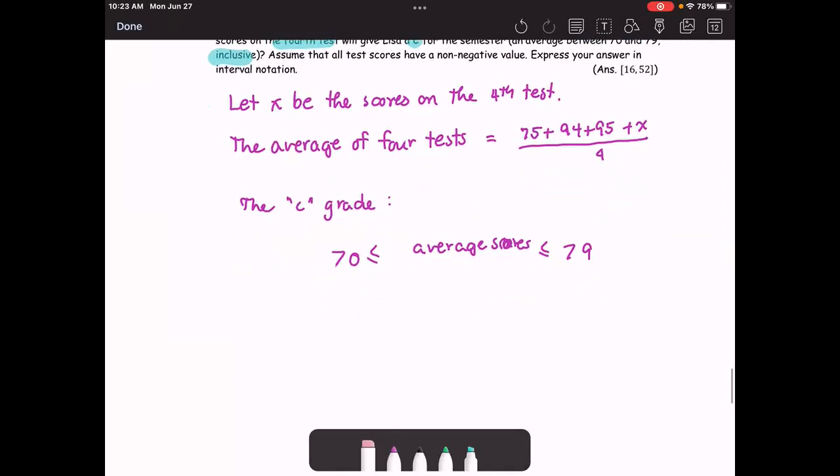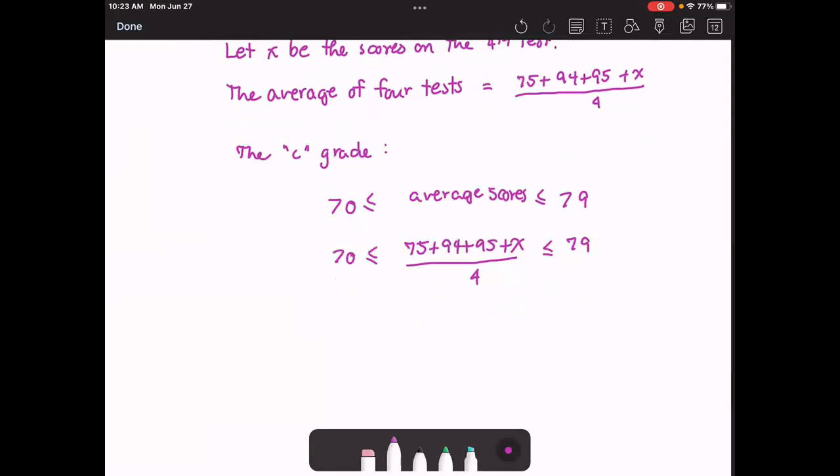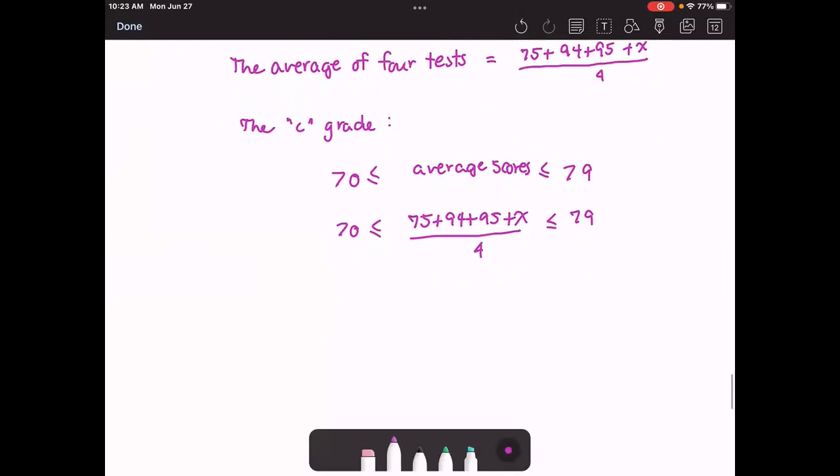So to set up, let's write in better handwriting. Average score. To complete it in compound inequality form, we have 70 on the left, less than or equal to 75 plus 94 plus 95 plus x, all divided by 4, less than or equal to 79, as a setup of the compound inequality.